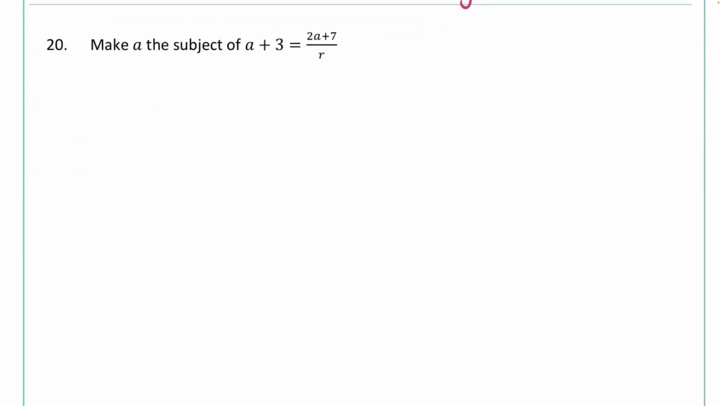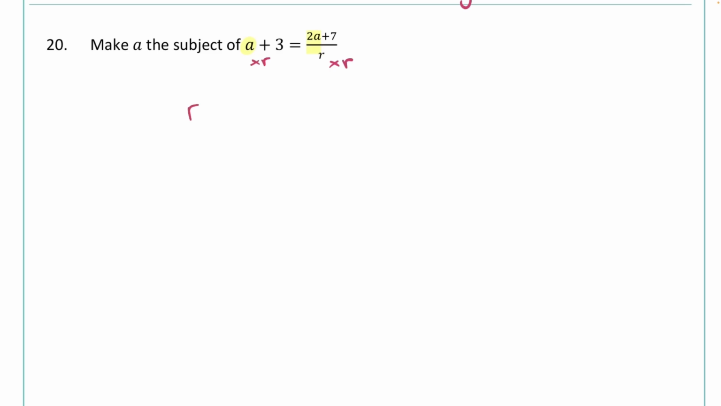So for this question, we are rearranging the subject and we want to make A the subject. We have an A on the left and we have an A on the right. So when this process happens, we want the A to be on the same side. To do that, we need to first multiply this denominator R over to the other side to unlock the A on the top of that fraction.